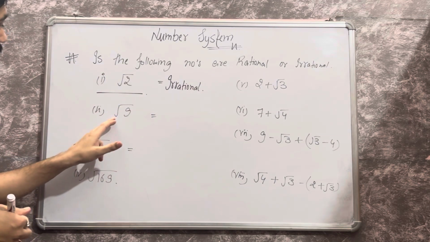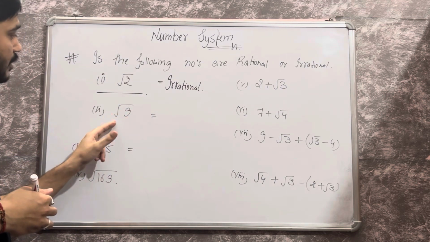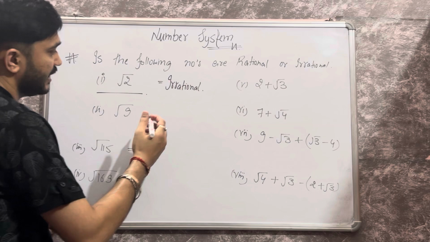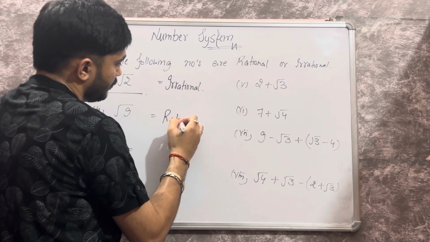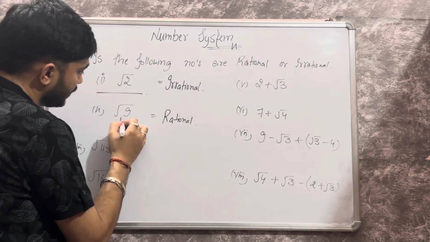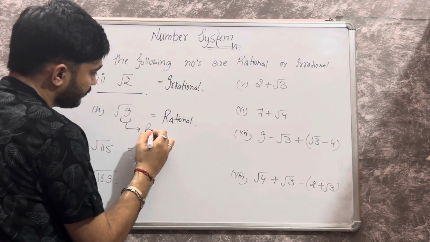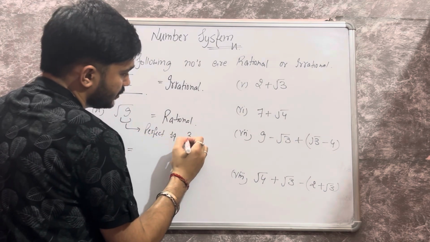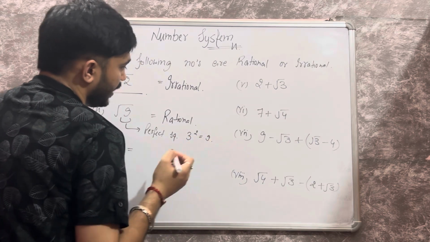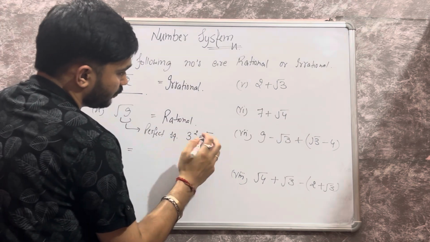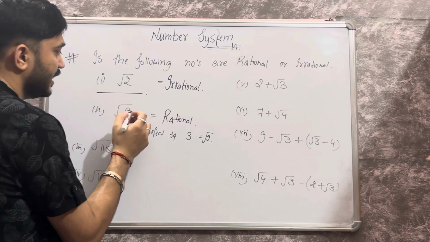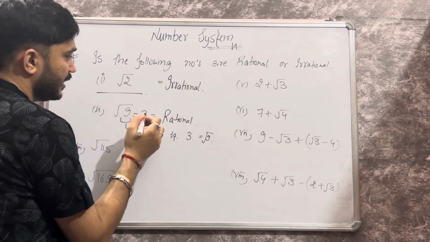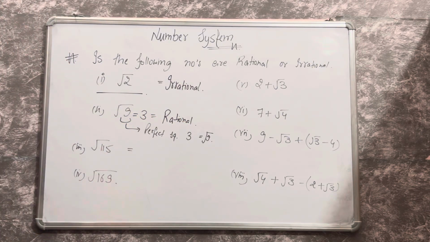But here, despite being 9 inside the under root, it is rational because 9 here is a perfect square. This means 3 square is equal to 9. And when we do the under root of 9, it is 3. That's why under root 9 is 3 and it is a rational number.